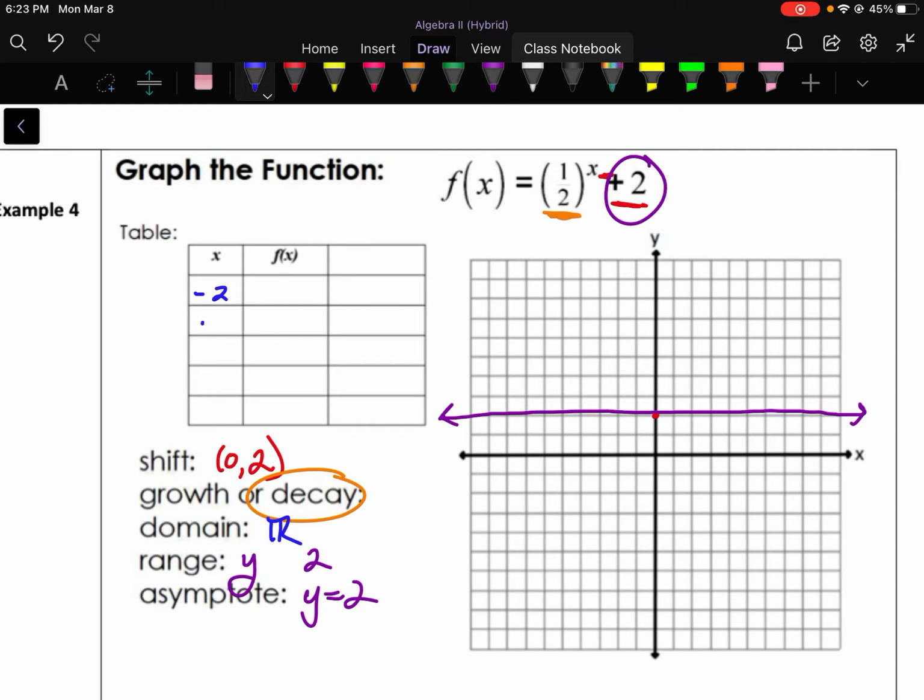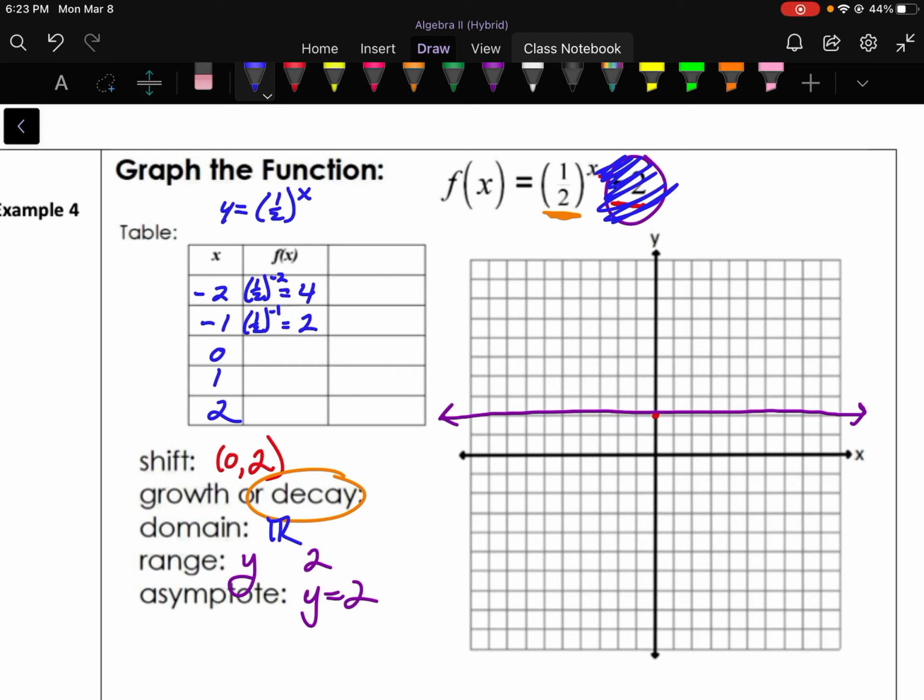All right, the table, same 5 values, -2, -1, 0, 1, 2. Now, this time when you plug them in, it's going to be this function, 1/2 to the x. Again, you ignore everything else. You just focus on the basic function that you're given. So now we have 1/2 to the -2 power. So you'd have to flip the fraction, so it'd be 2/1 to the +2. 2 squared is 4. The next one, so we have 1/2 to the -1. Again, you flip it, then you get 2 to the first, which is 2.